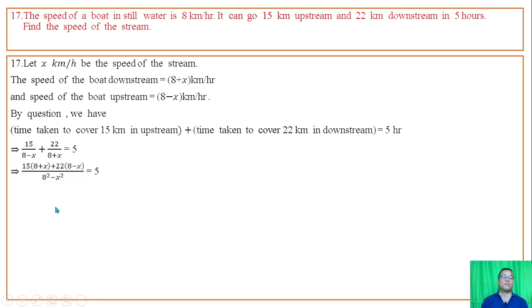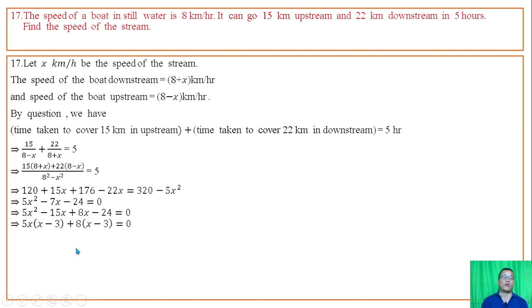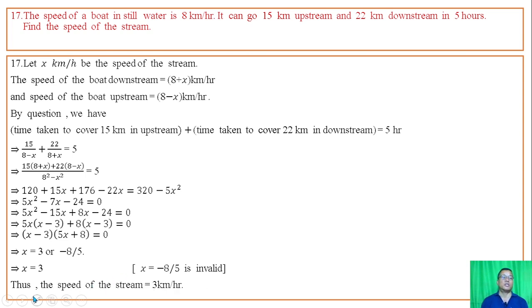Sum up and simplify, cross multiply and transfer. We have this quadratic equation. Factorize by splitting the middle term, taking common from the first two terms and the last two terms, and again x minus 3. Solving, we have x equal to 3 or x equal to minus 8 by 5. Therefore x equal to 3 is true since x equal to minus 8 by 5 is invalid. Speed cannot be negative. Thus the speed of the stream is 3 km per hour.